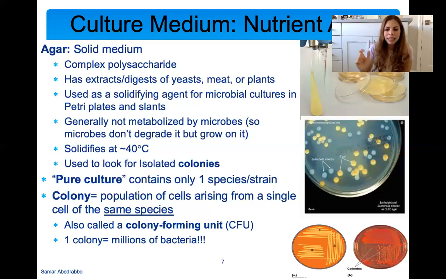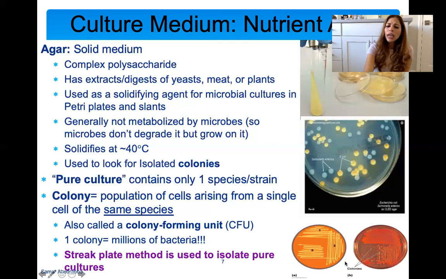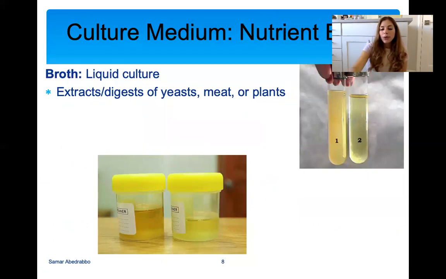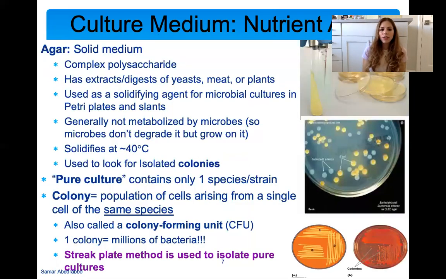So in lab, we use something called the streak plate method, and I have a lab video explaining that. We use that method to isolate colonies of bacteria. So this is the streak plate method. And you see here, you basically dilute bacteria until you can see individual colonies on a plate. So the take-home message from this slide is, when we grow bacteria on agar plates, we're looking for colonies.